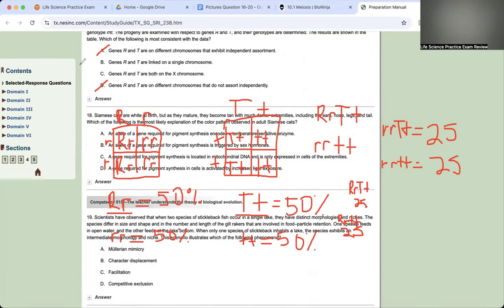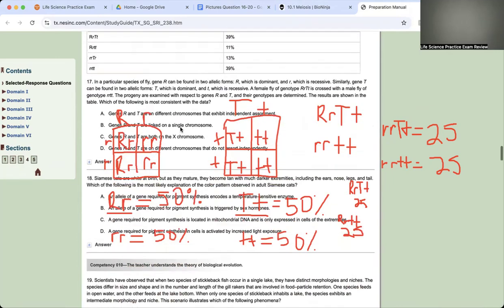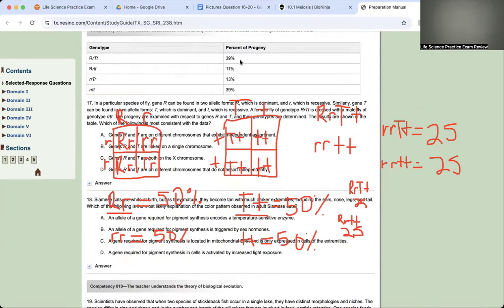B says genes R and T are on a single chromosome. C says genes R and T are both on the X chromosome. So again, both of these are saying that they're on a single chromosome. Well, I guess if you have a girl, it could be one on each X. But the idea here is nowhere in our question, scroll up, does it ever talk about how these percentages that we got relate to male or female. It doesn't say that a certain percent of the heterozygous for both were male and a certain percent were female.